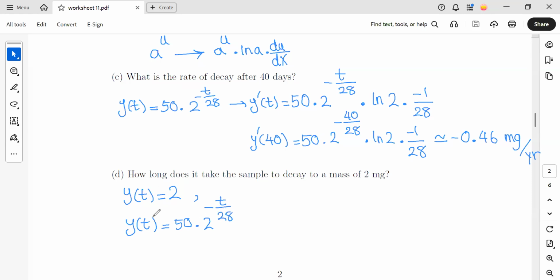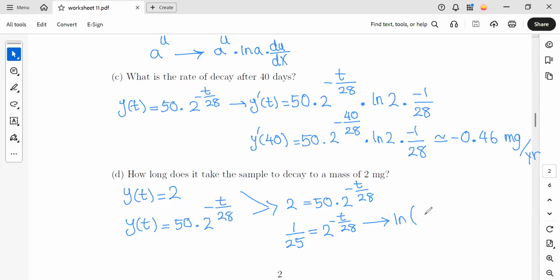So left sides are the same. We can put the right sides the same. So using both of them, we would have 2 equals 50 times 2 power negative t over 28 as an equation. Dividing both sides by 50 in order to isolate the part of the equation that has t, we would have 1 over 25 here. And since the unknown is the power, we prefer to use ln here.